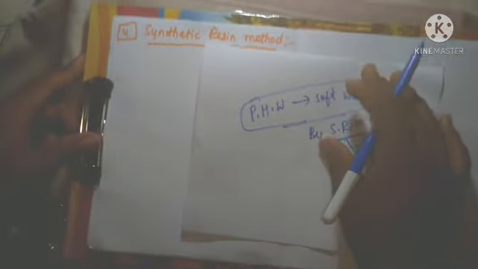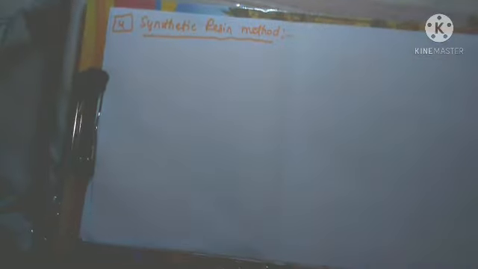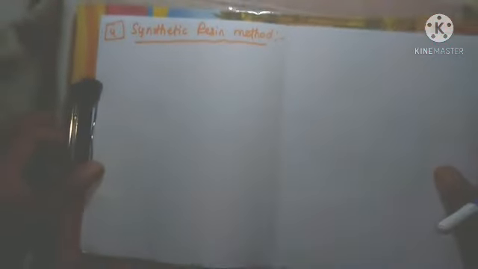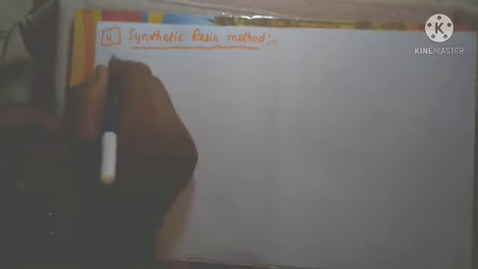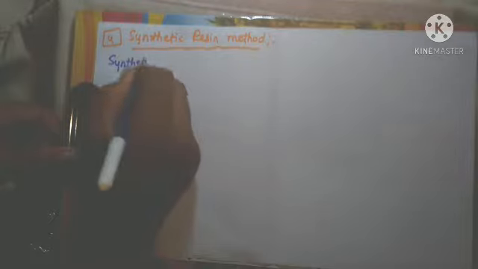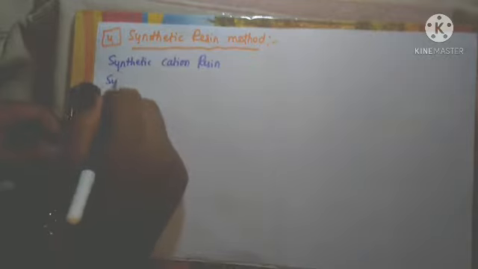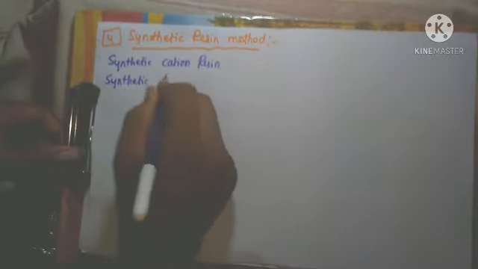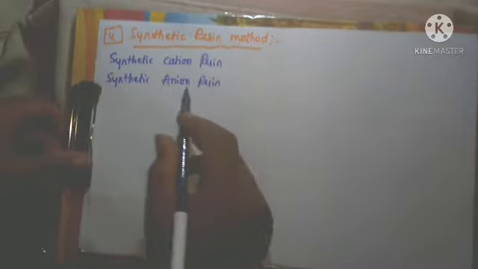Now we will see how it works. Now, synthetic resin method. Here, there are actually two resins. One is synthetic cation resin. Another one is synthetic anion resin. Two resins are there: synthetic cation resin and synthetic anion resin.